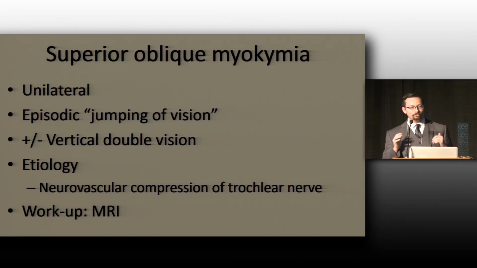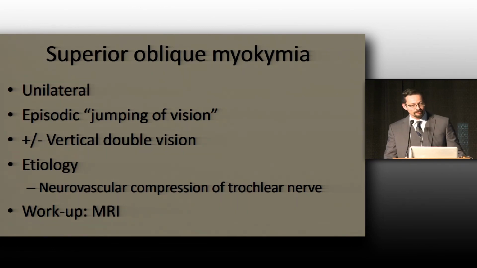This is superior oblique myokymia, not eyelid myokymia, superior oblique myokymia. This is almost always unilateral. This is another disorder of neurovascular compression. So there's an abnormal blood vessel pushing on the trochlear nerve, which supplies the superior oblique muscle, whose function is, and there's one on each side, to depress the eye and to incyclotort the eye. So if you have abnormal spasms of that muscle, you're going to have these torsional movements of the eyeball and also a vertical jumping.